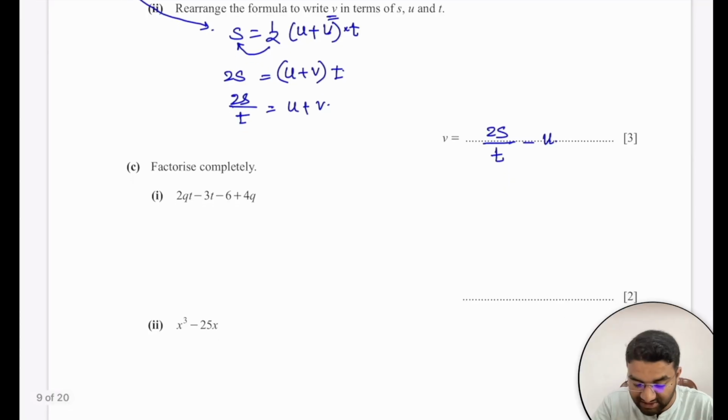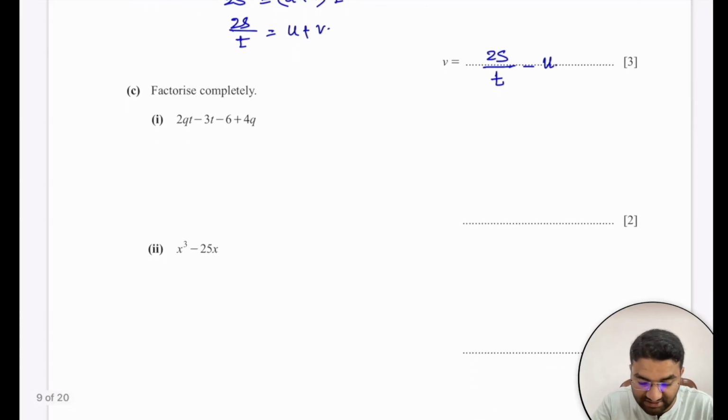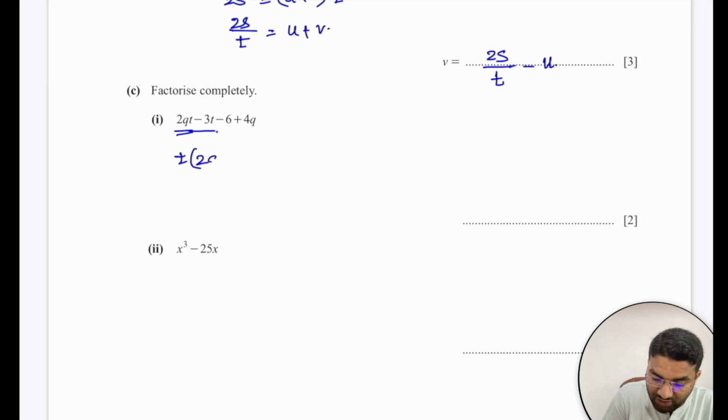Then next, factorize. Here you have to factorize 2qt and 3t. You can take out t common: t times (2q minus 3). Fine. And from the next 2 terms you can take out negative 2 common, so it will be positive 2.